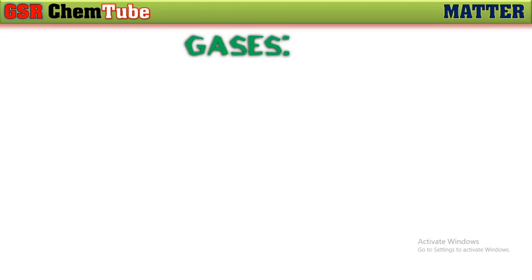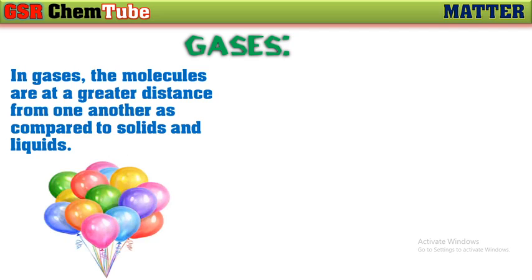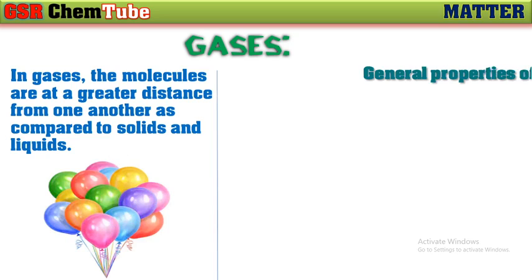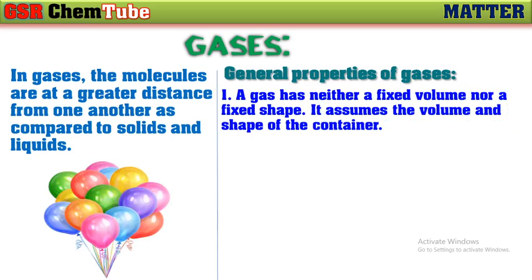Now let us say about gases. In gases, the molecules are at a greater distance from one another as compared to solids and liquids. Here, these balloons contain gas. General properties of gases, let us see now. A gas has neither a fixed volume nor a fixed shape. It assumes the volume and shape of the container.